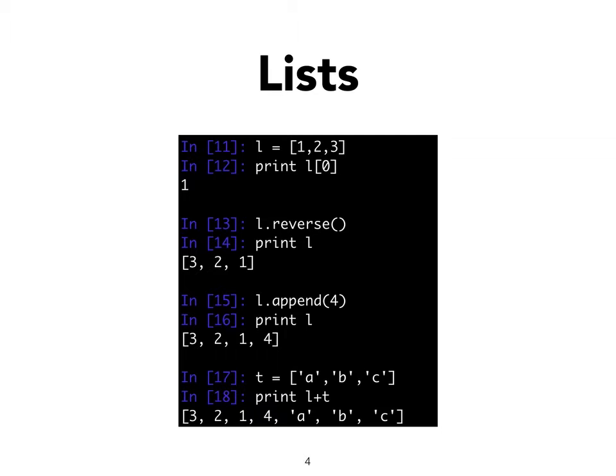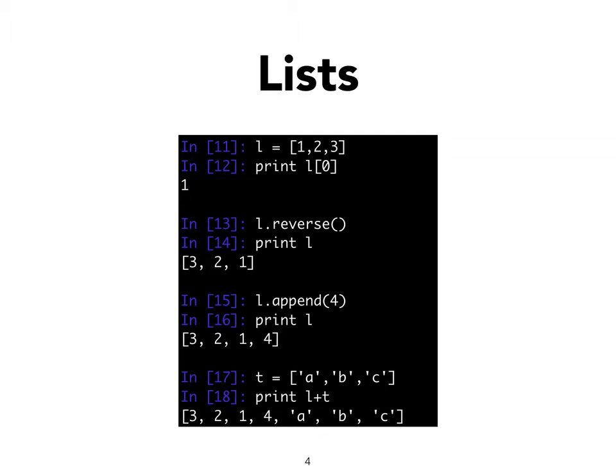Lists is a pretty straightforward concept. So a list is an array, you could call, that can contain some elements. So here we make a list, we call it L, and it contains the elements 1, 2, 3. And then we print out L[0], which is the first element in the list. So 0 is the first index, and then 1, and then 2, and so on.